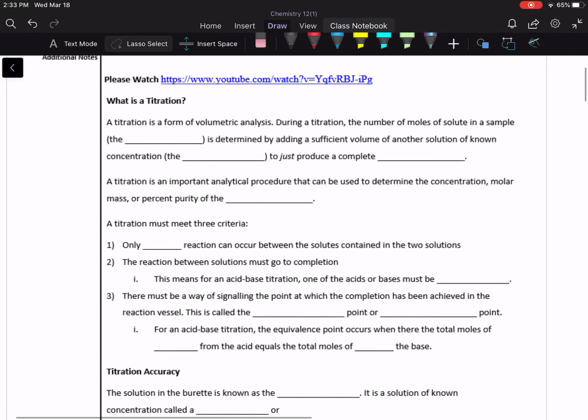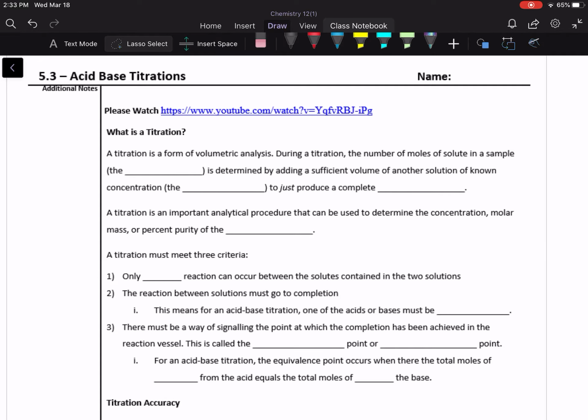Hi everyone, in this series of videos we're going to take an introductory look at acid-base titrations.